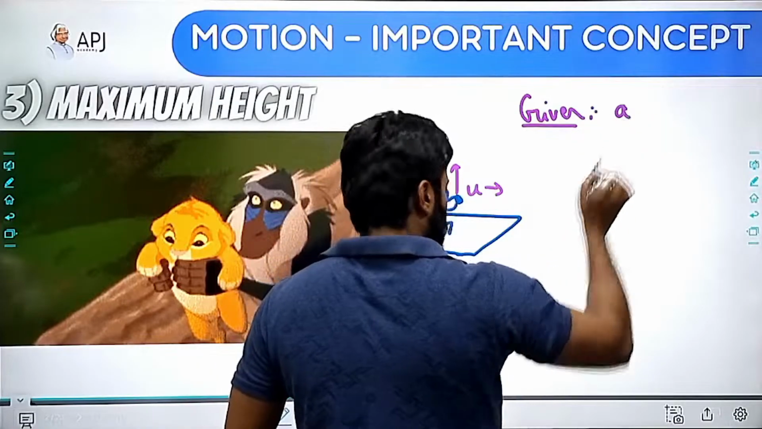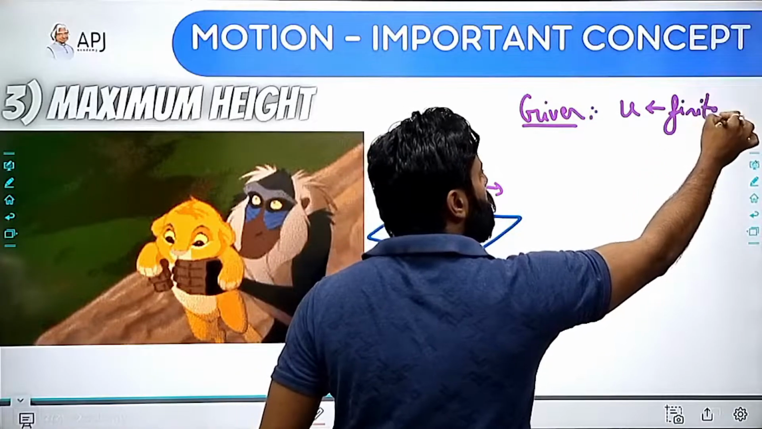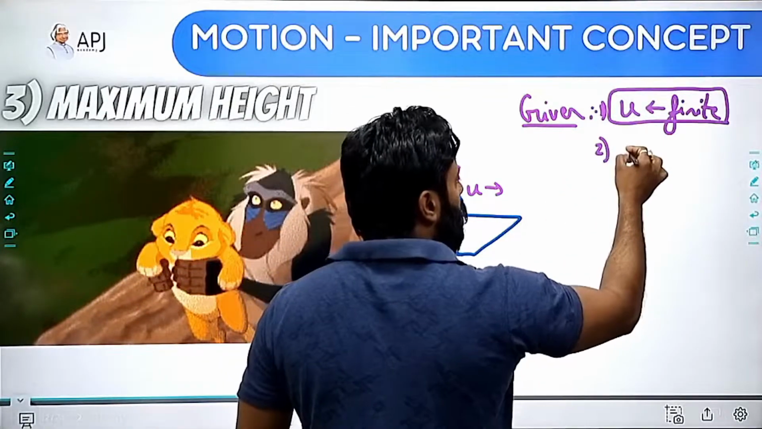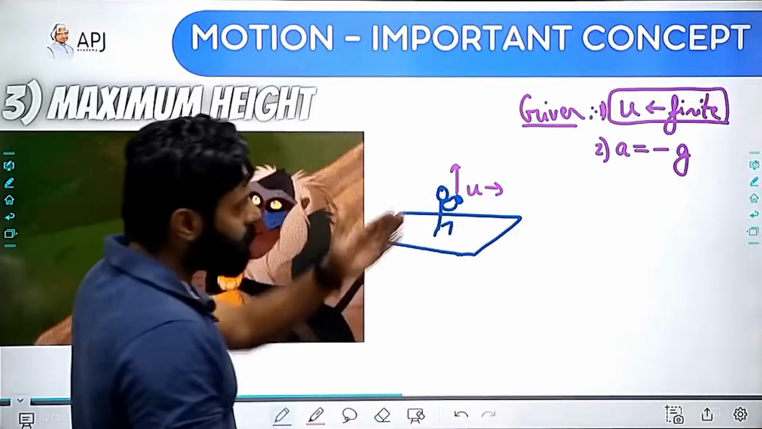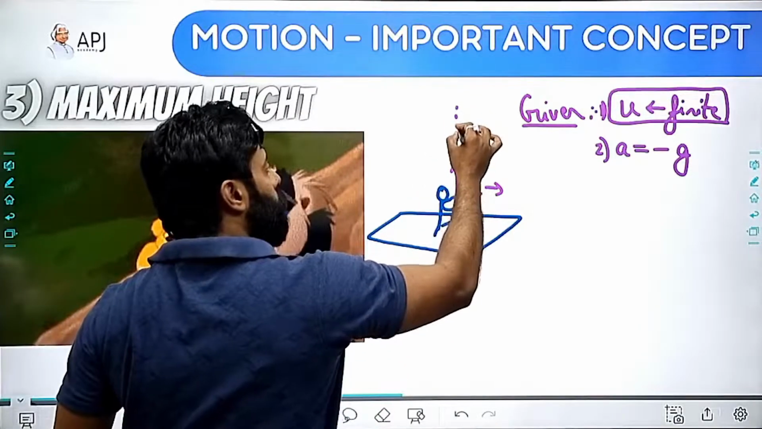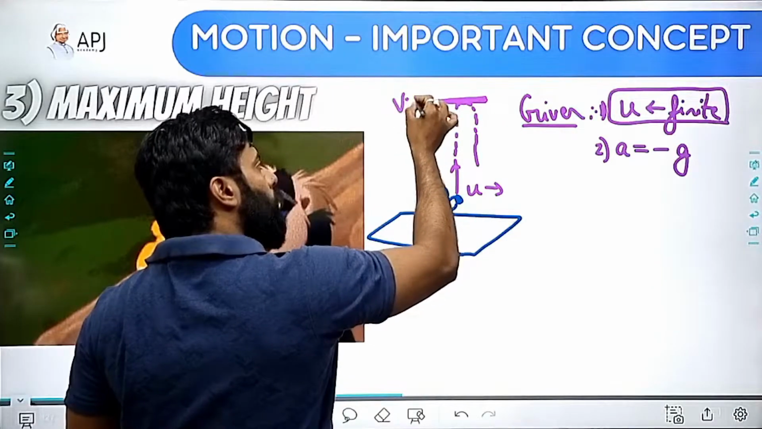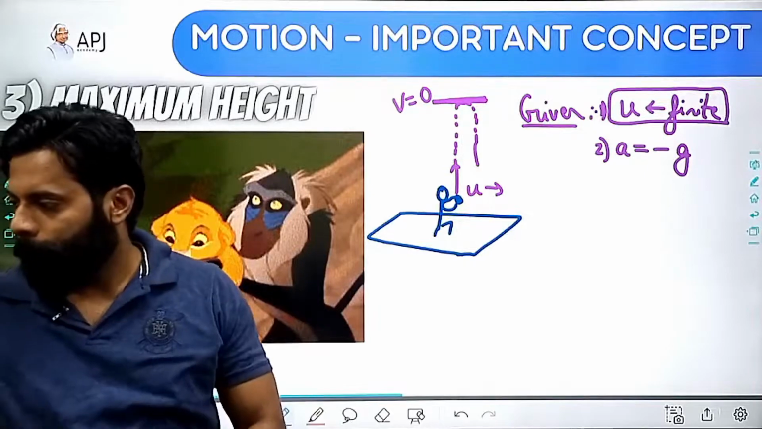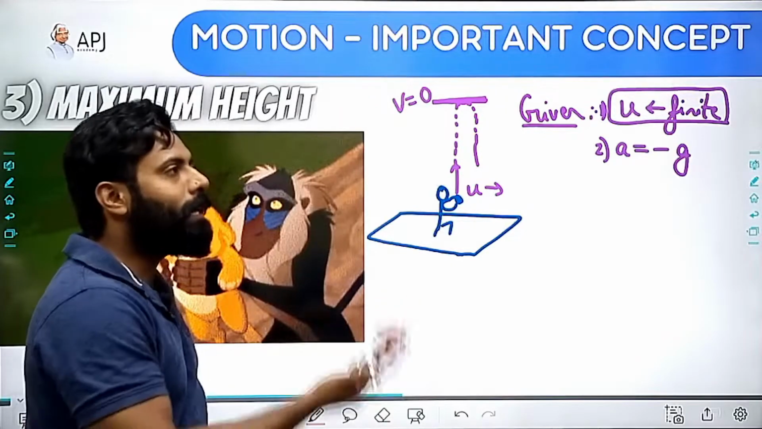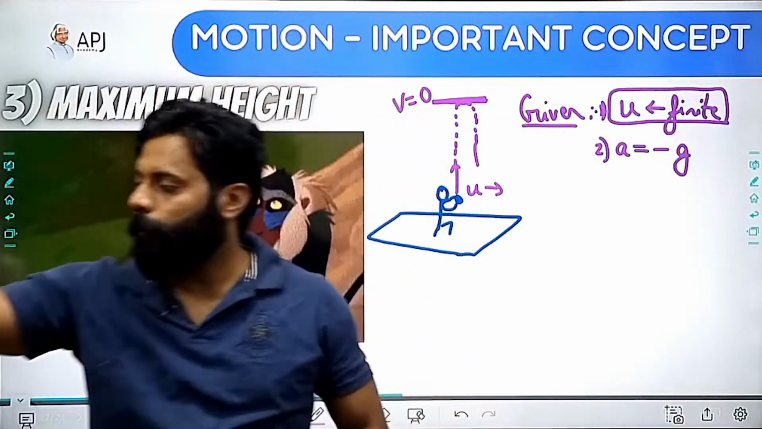So u must be a finite value and that must be given. I hope that you are understanding it, right? The second and foremost thing is that the acceleration will be minus g, because the deceleration is happening. If this ball reaches the maximum height, at the maximum height the ball will stop and the final velocity here will be 0, right? No matter which object I am throwing, at the highest point the object will be at 0 velocity, isn't it?